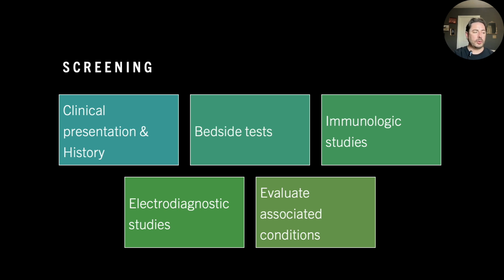The other things that we're going to start looking at are some bedside tests, which we'll talk about, some immunologic studies, and the electrodiagnostic studies. We touched on these a little bit with Guillain-Barré. We're also going to evaluate any known associated conditions. The thymus gland is highly associated: when there are impairments or disorders in the thymus gland, there's a strong correlation with myasthenia gravis.